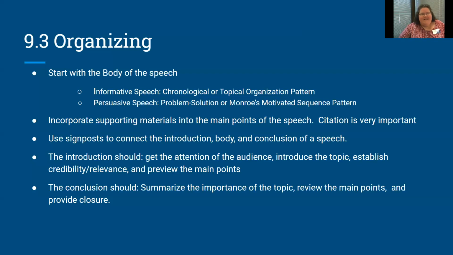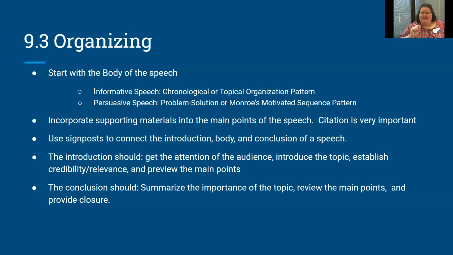The last thing that this section does is talk about the things that the introduction and the conclusion should include. Regardless of the type of speech, regardless of your topic, every introduction should have an attention getter, should introduce you to the topic, should establish your credibility and relevance. So your credibility as a speaker, why should we listen to you on this? And then relevance is how does it relate to the audience and how do you relate to the audience? And then you preview your main points.